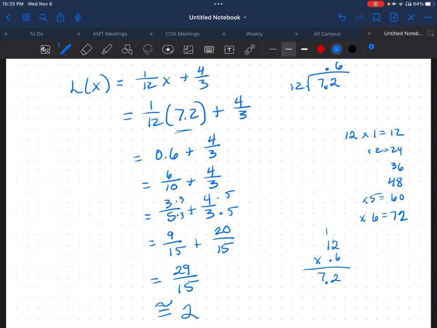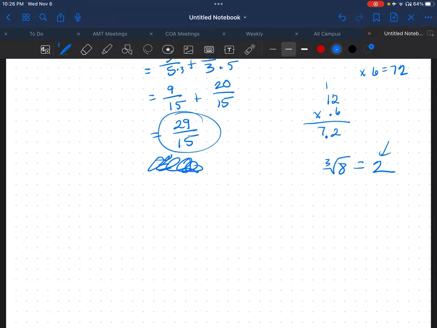I know that 7.2 is close to 8, and the cube root of 8 is actually equal to 2. So this makes me think that I didn't mess up in my approximation, even if I don't have a calculator to check what the cube root of 7.2 is. This is not exactly 2, but it's close enough that it makes me think it's a little bit smaller than 2, which it should be. So this is linearization.